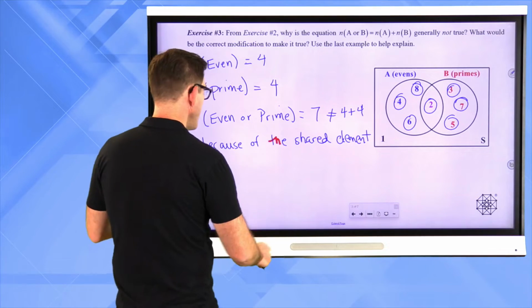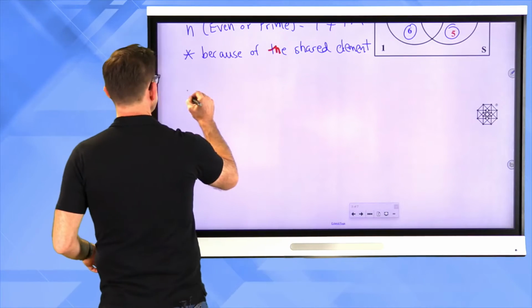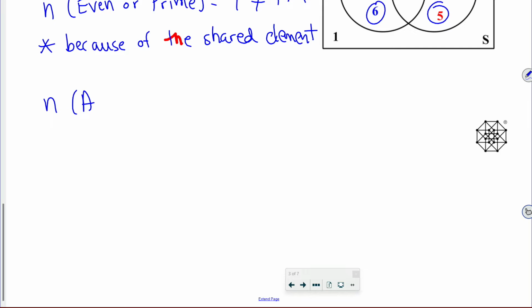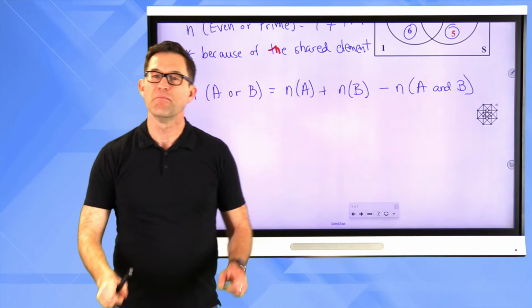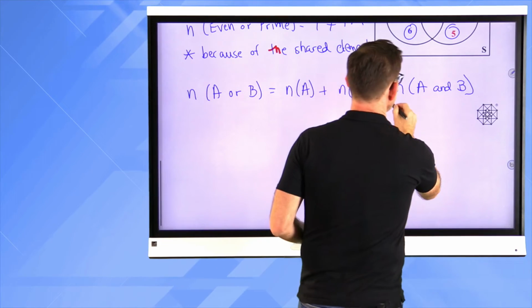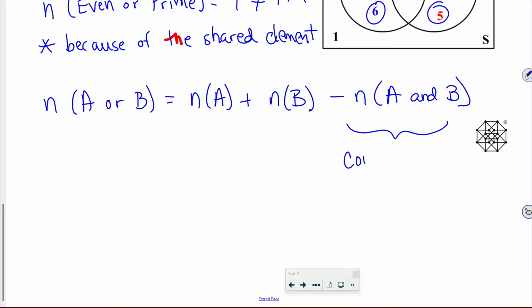So the way that we modify this is that the number of elements that are in a union is going to be the number of elements in one set plus the number of elements in another set, and then I have to subtract out the number of elements in the overlap, right? Because these got counted twice, right?